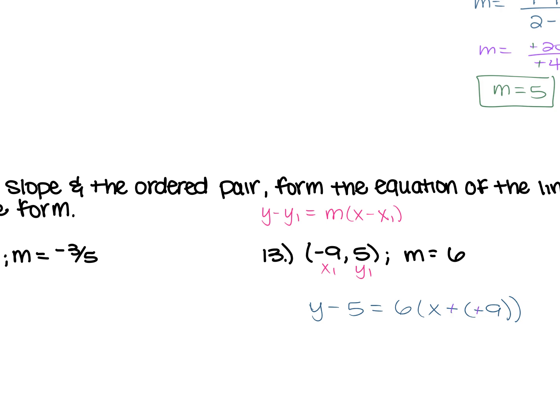So those turn into positives, and that gives us y minus 5 is equal to 6 times x plus 9. And that is your answer.